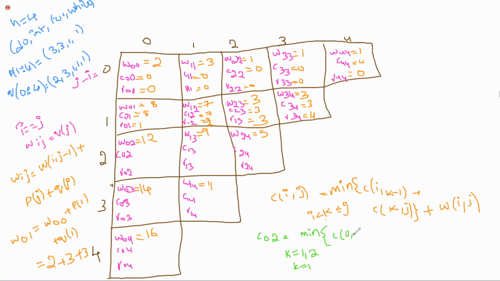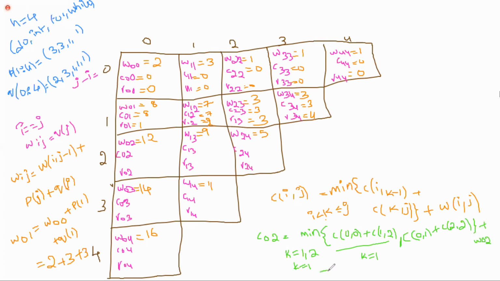K equals 1 means k minus 1 is 0 only, plus C of k, j. K value I assumed 1, what is the j value? Which is 2. This is when k equals 1. But we have one more possibility for k, so I'm putting a comma here. What is the other possibility? C of i is the same. Now I'm assuming k equals 2. 2 minus 1 is 1, plus C of k which is 2, j is also 2, plus Wij. Wij is nothing but W02.